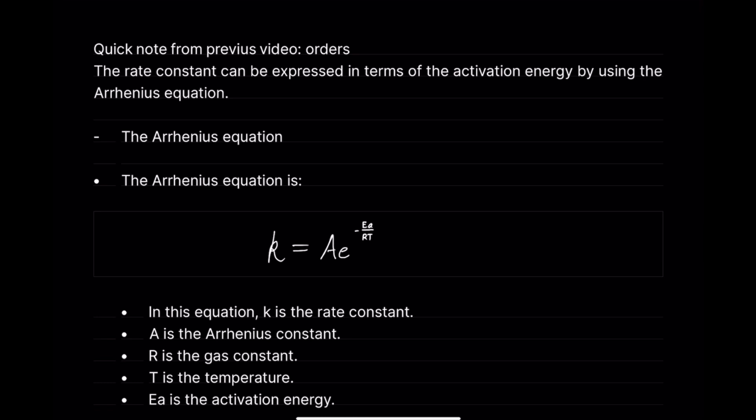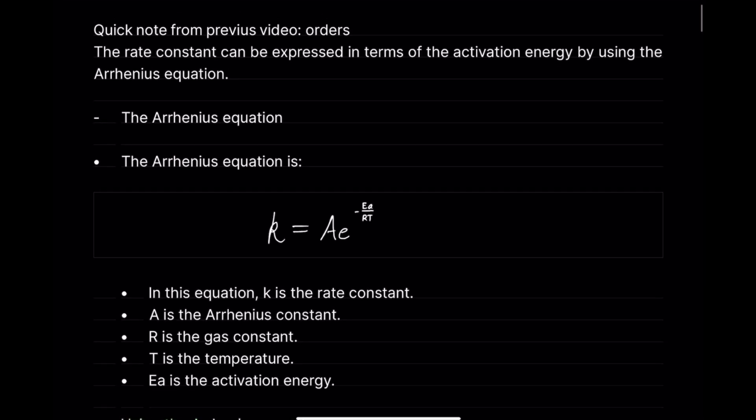So the rate constant can be expressed in terms of activation energy by using something called the Arrhenius equation. I'm going to be going through what the Arrhenius equation is, why it's useful, how it can be rearranged, as well as why it's so commonly used when doing rate equations. And I'm going to go straight into it. At the end of this, there'll be some exam style questions.